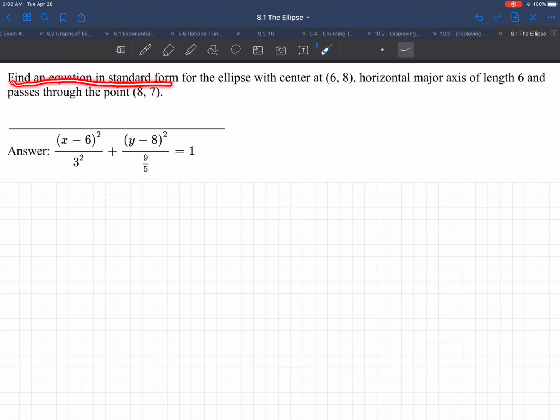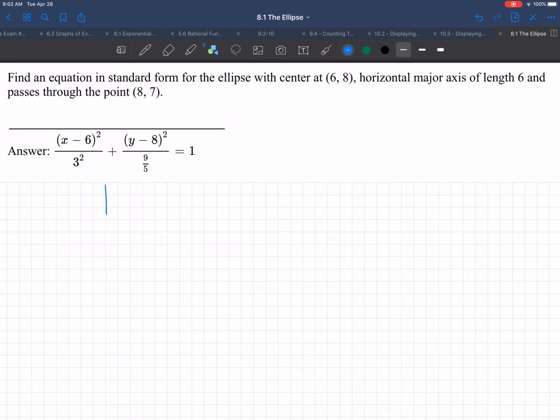Find an equation in standard form for the ellipse with center (6, 8), horizontal major axis of length 6, and passes through the point (8, 7). Okay, so it will help us to generally draw the picture. Even though it's not required, I think it'll help us.